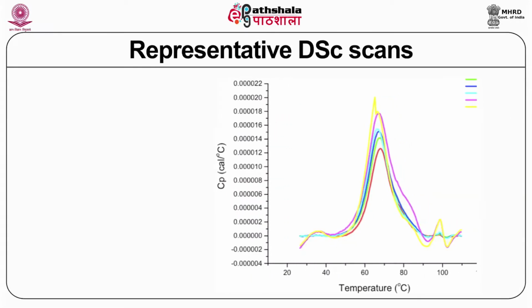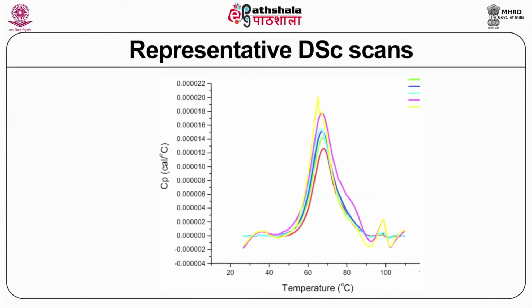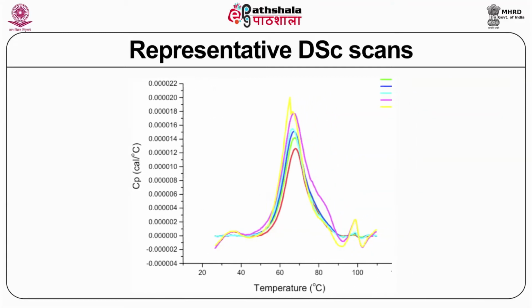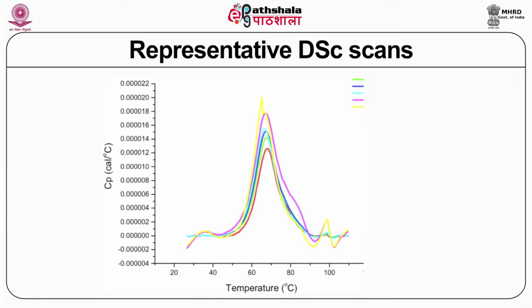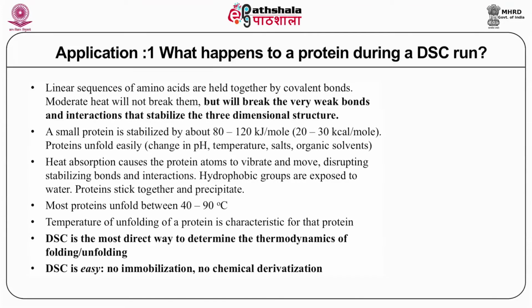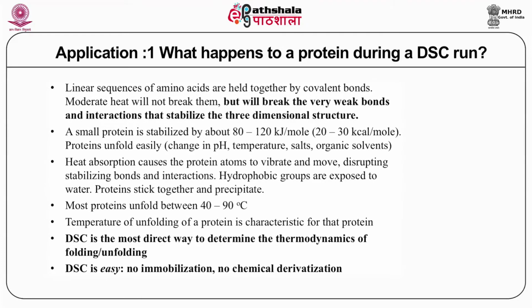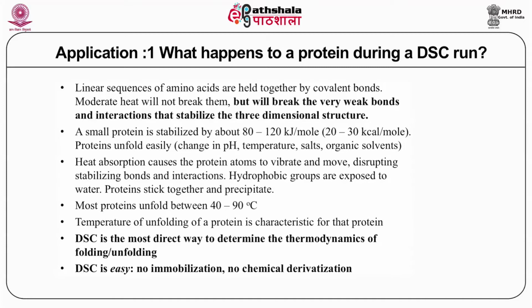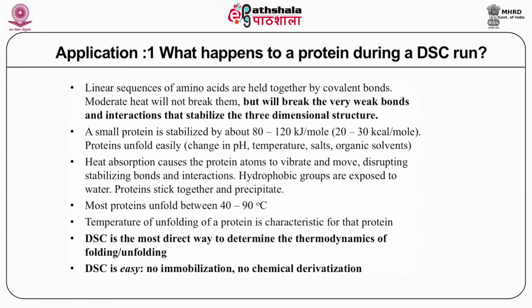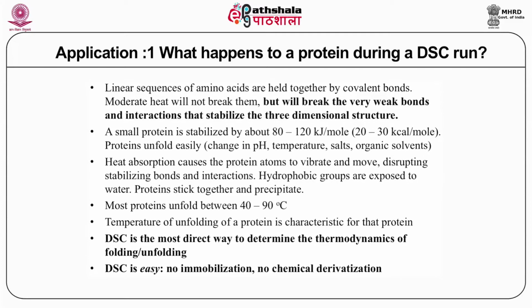Representative scans, how do you get them as a function of temperature? Cp is shown on the y axis. I just showed you some of our data with different samples. Now, what are the applications? One application is to do a protein, and see whether it is an immobilized protein or whether there is any derivatization. Nothing is required for this experiment.